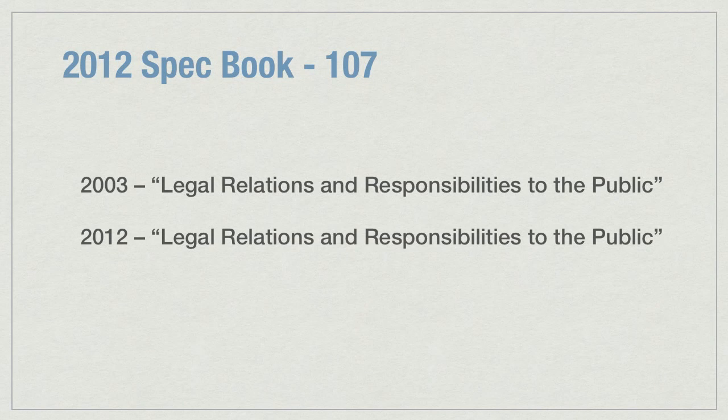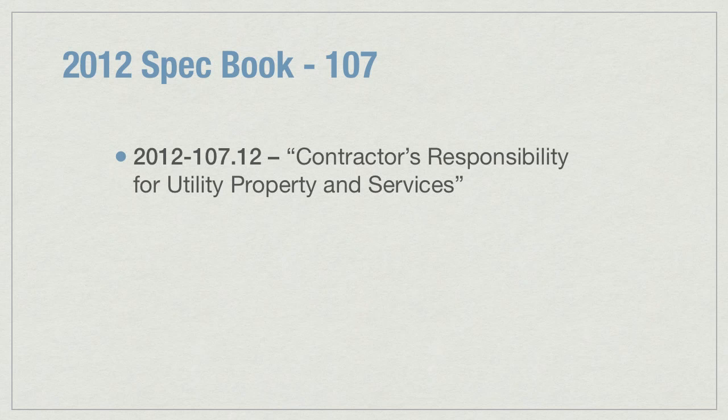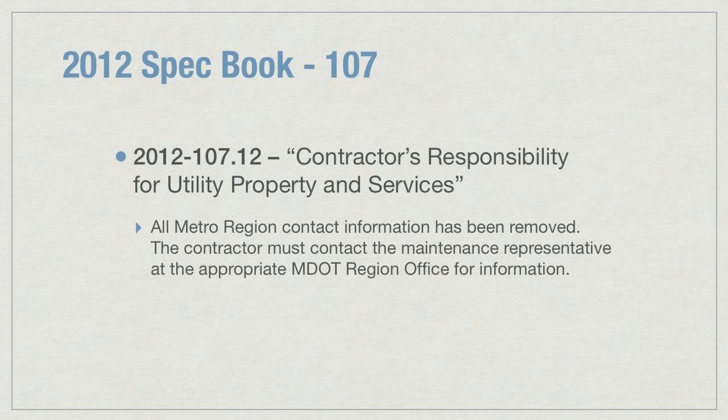Section 107, Legal Relations and Responsibilities to the Public. Subsection 107.12, Contractor's Responsibility for Utility Property and Services. In the 2003 book, specific information was given to contact Metro Region personnel for utility property and services information. This contact information has been removed from the 2012 book. Now, the contractor must contact the maintenance representative at the appropriate MDOT region office to receive the most current information.